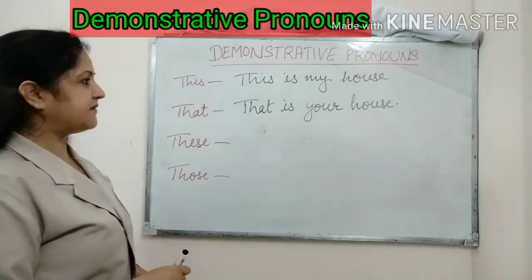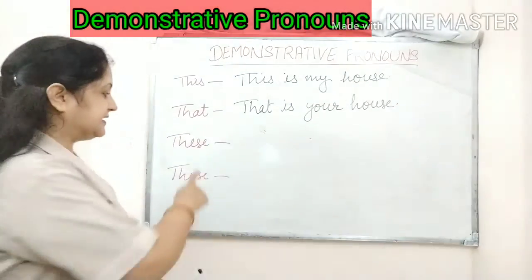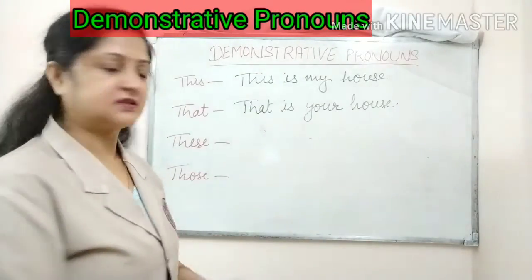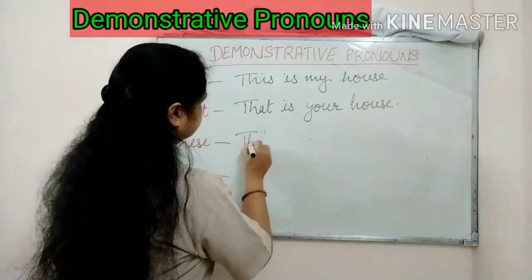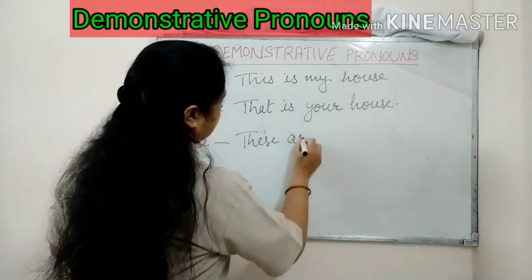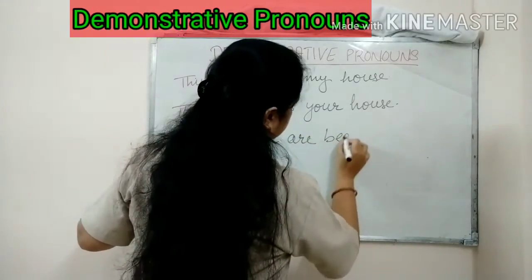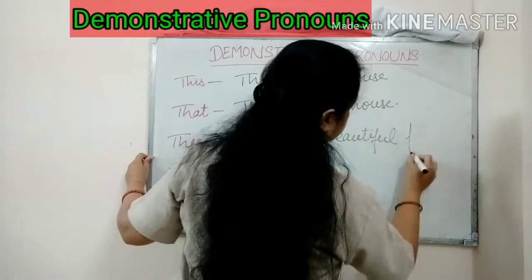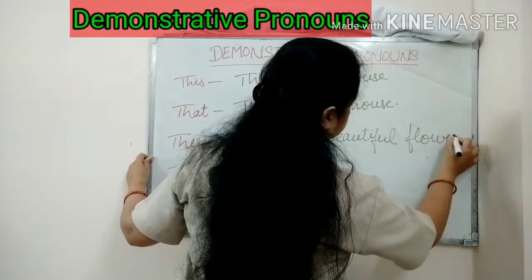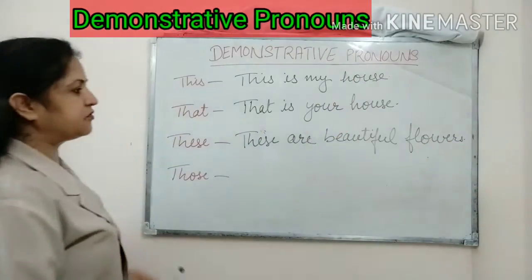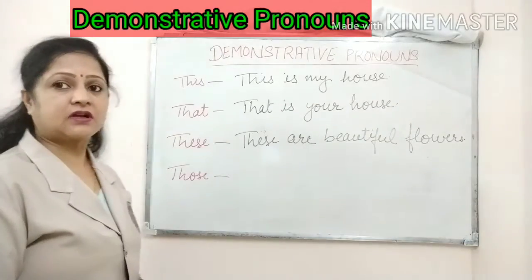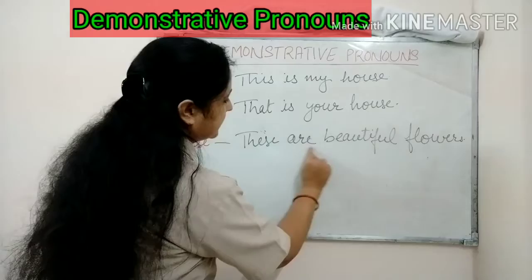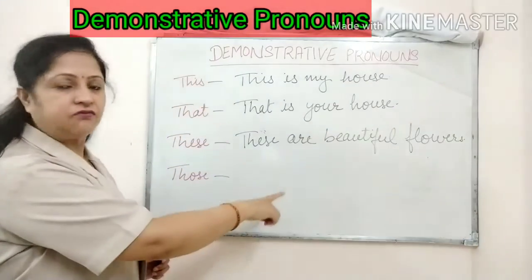In the same way we can take the examples of these and those. These are beautiful flowers. So we are talking about more than one flower here. That's why we are using a plural auxiliary verb.